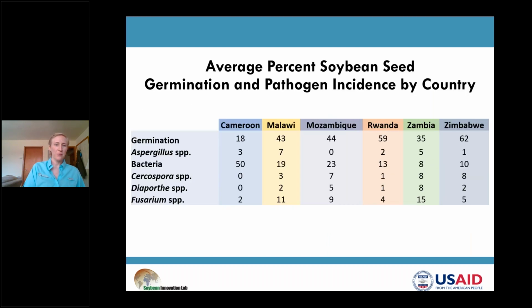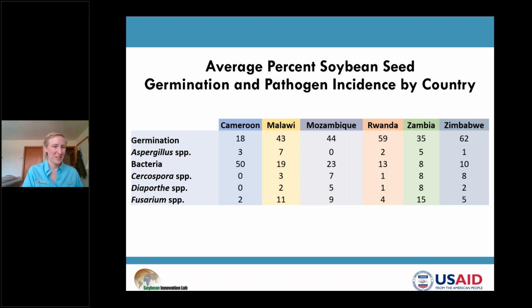So this is just an overview of what I've been seeing when I've been doing the seed plating, again just by country, even though these locations have differed. These are all percentages. Germination, Aspergillus is those storage molds. Bacteria, we can't morphologically identify down to genus, but that would be bacterial tan spot, bacterial pustule, and bacterial blight, which are important pathogens in soybean.